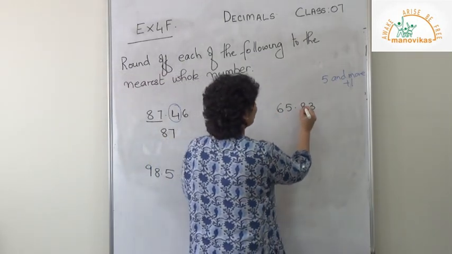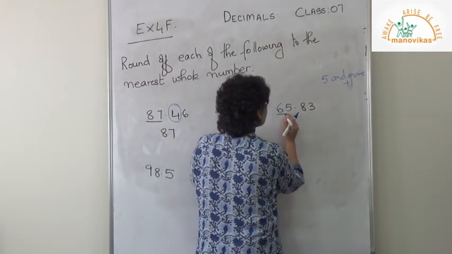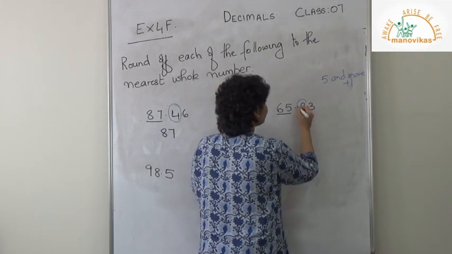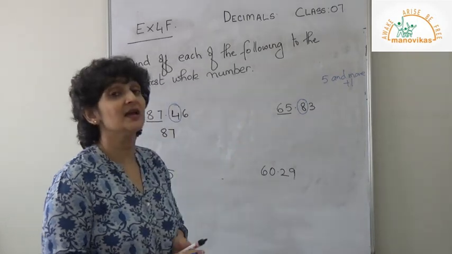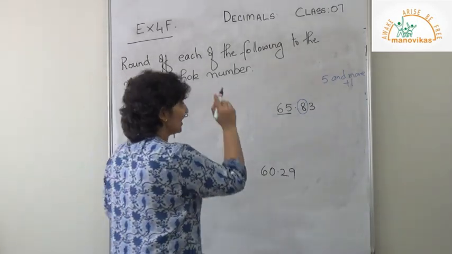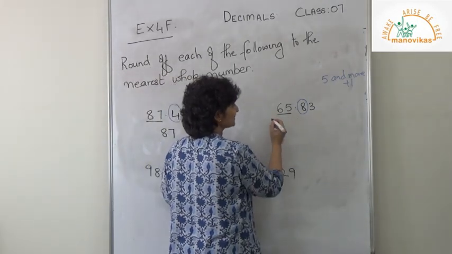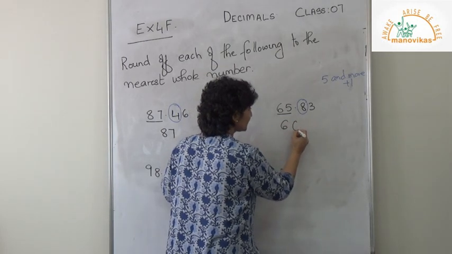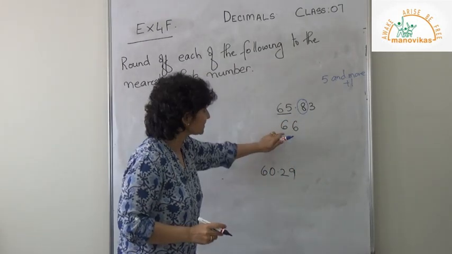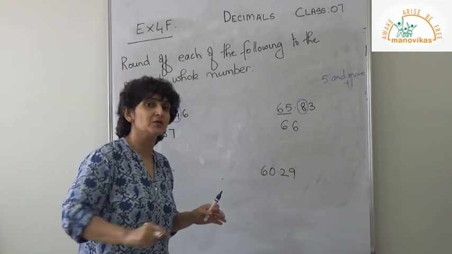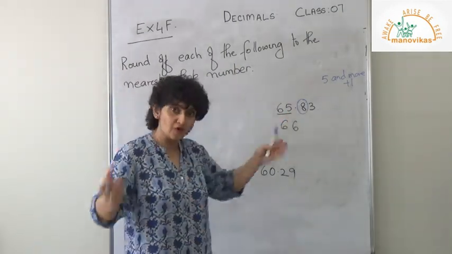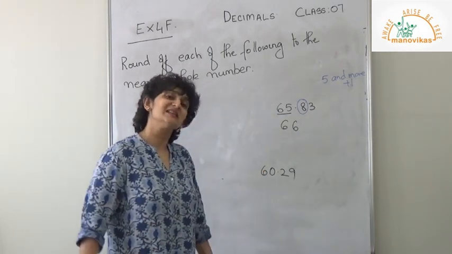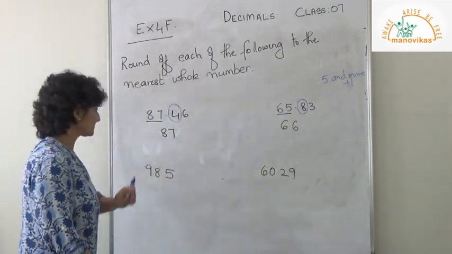Now let's come here. I have 65.8. This is the number. And after the decimal, I have got 8. Now 8 is more than 5. So what did I tell you, children? Put plus 1. So this becomes 66. Now this is exactly what we mean by rounding off the whole number. This is 65.8, more than 5. So this becomes 66.